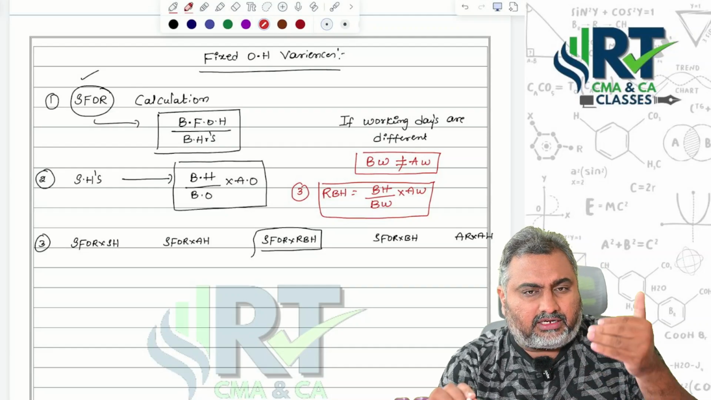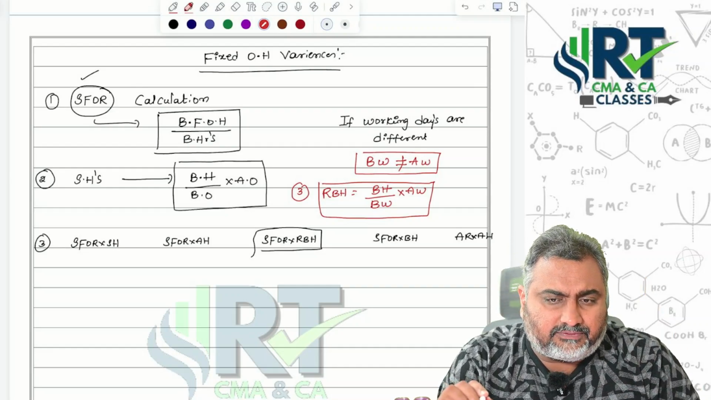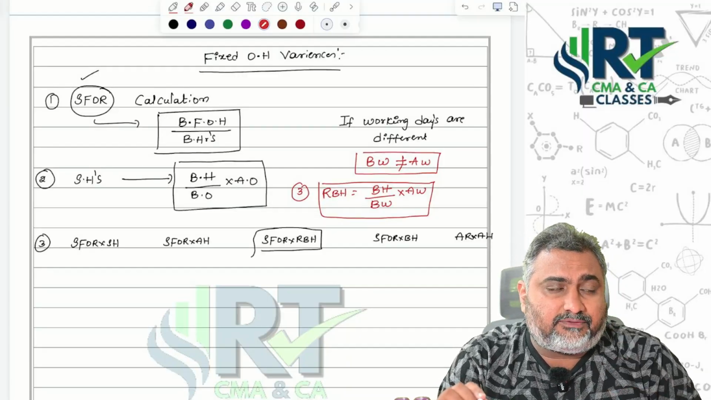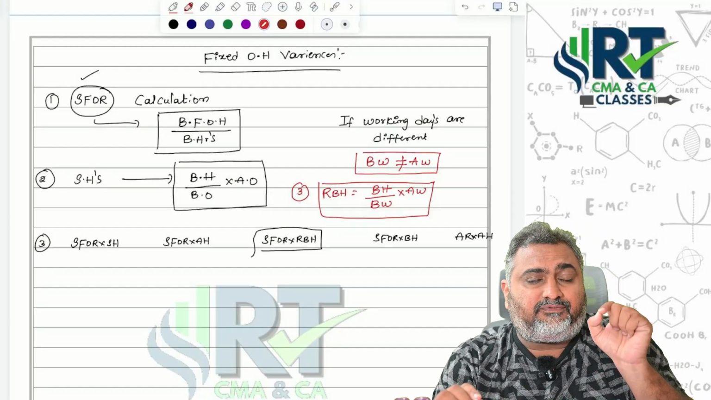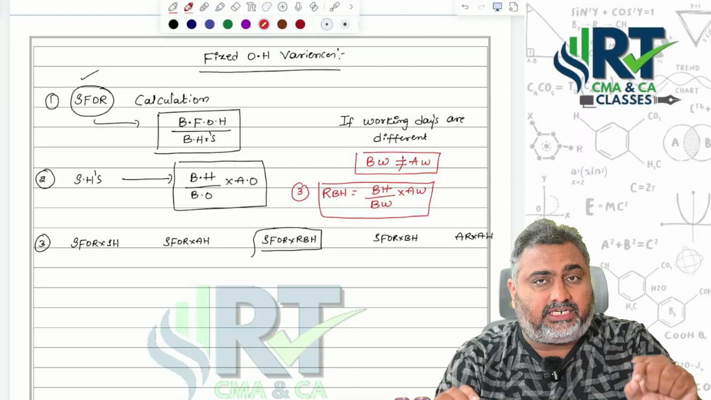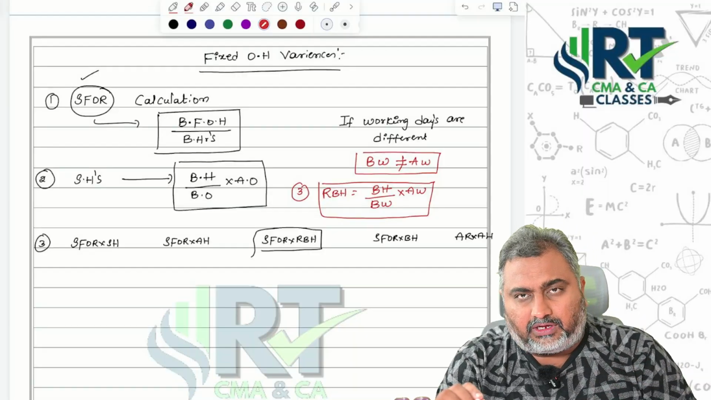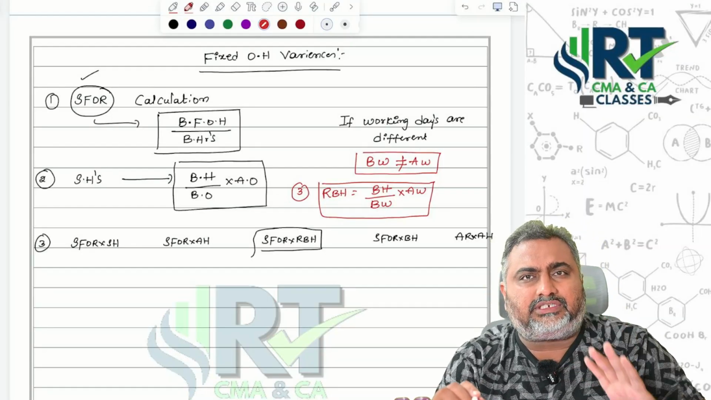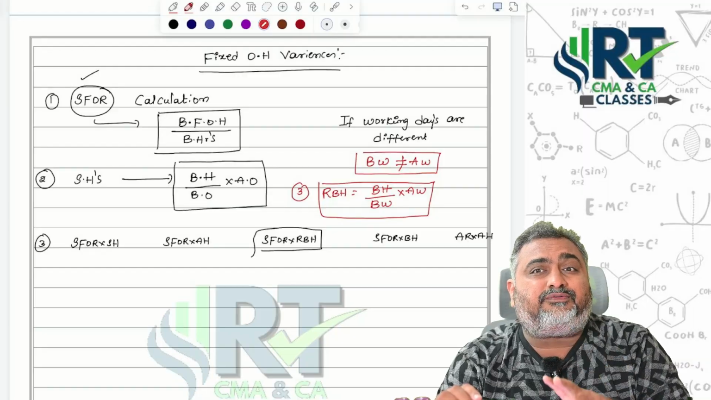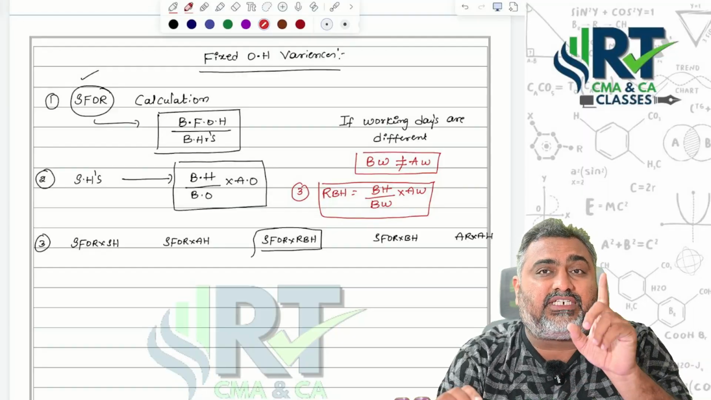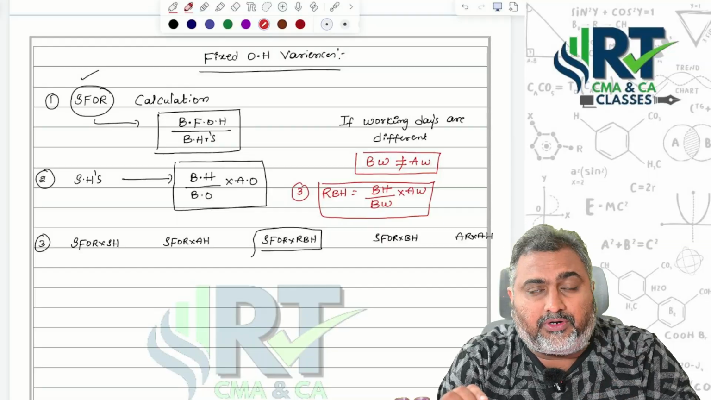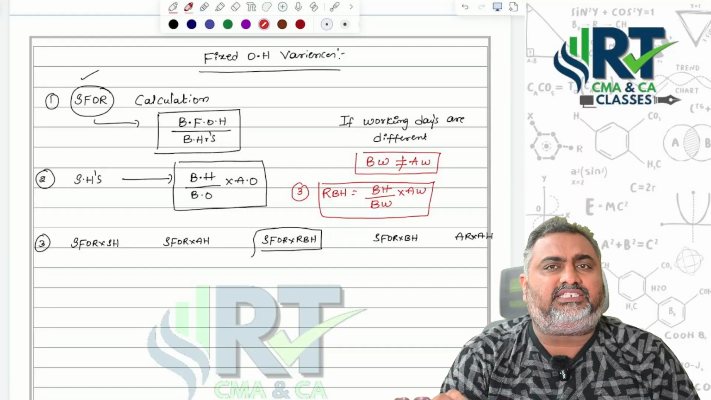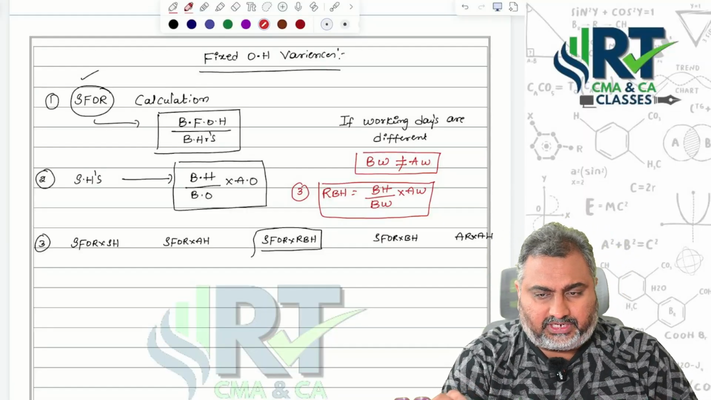So once you have calculated SFOR, what is the meaning of SFOR? Standard fixed overhead rate. What is the formula for SFOR? Budgeted fixed overheads divided by budgeted hours. Then you will get SFOR. Our second step is standard hours calculation. How to find the standard hours? Standard means standard for actual production. The formula is budgeted hours divided by budgeted output into actual output.